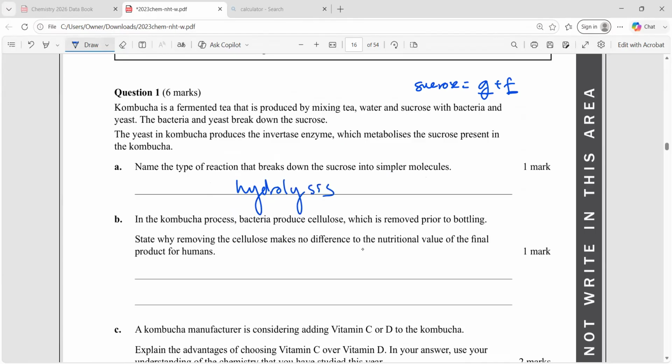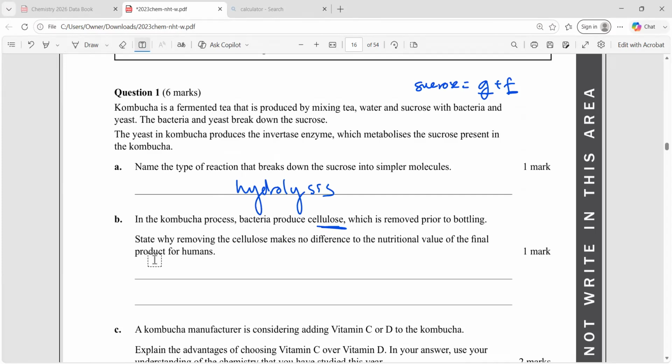In the kombucha process, bacteria produce cellulose, which is removed prior to bottling. State why removing the cellulose makes no difference to the nutritional value of the final product for humans. Basically, the reason it doesn't make any difference whether we have cellulose or not in the kombucha is because we cannot digest cellulose. If we cannot digest cellulose, then we cannot absorb it. For those who don't know, cellulose is found in plants. It makes up the cell wall of plants, for those who've done biology. And the reason a lot of animals eat grass and we don't is because they possess cellulase.